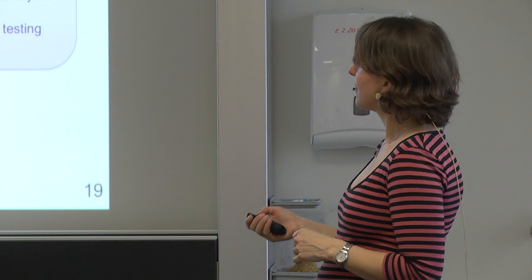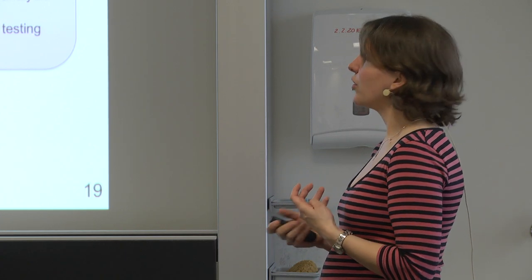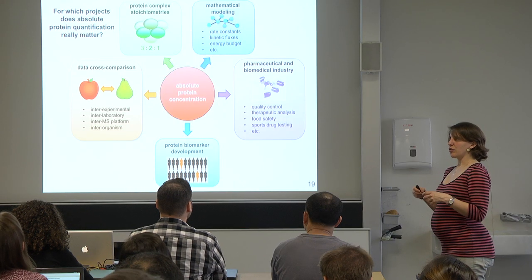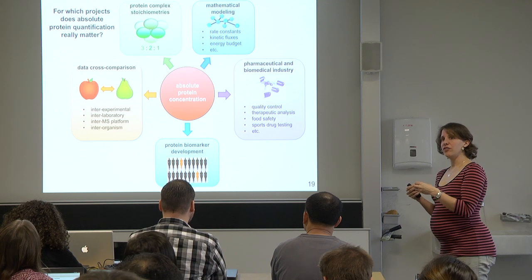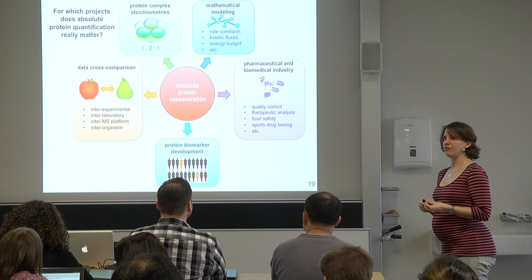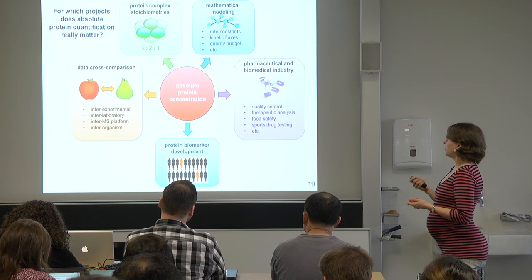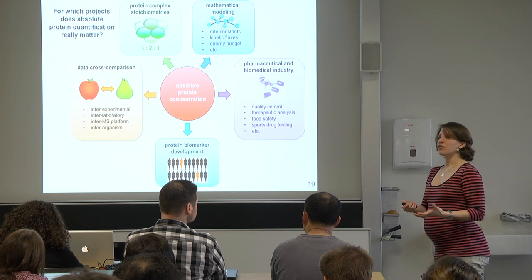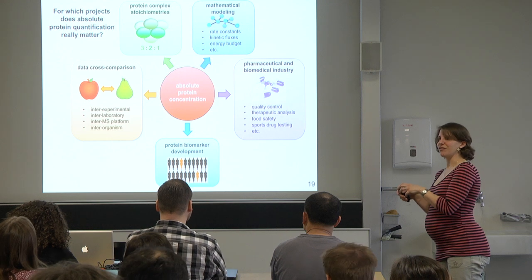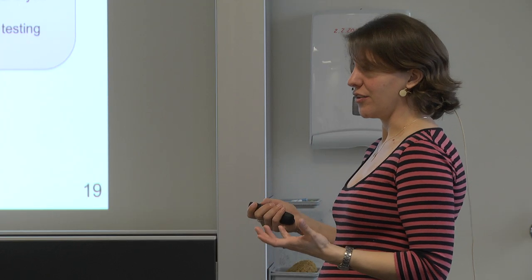The next big field of application is mathematical modeling. If you want to determine rate constants or kinetic fluxes, in order to solve those mathematical equations, it's often required that you use the absolute concentration values as input. Or if you're interested in the energy budget a cell spends on producing a certain protein or a certain protein class, you need to know how many copies of that protein are present in the cell. Otherwise, you cannot make these calculations.